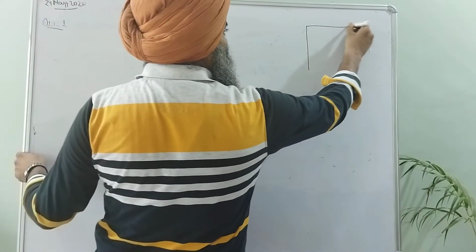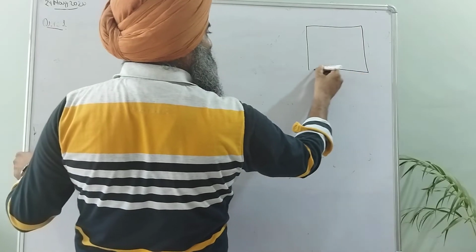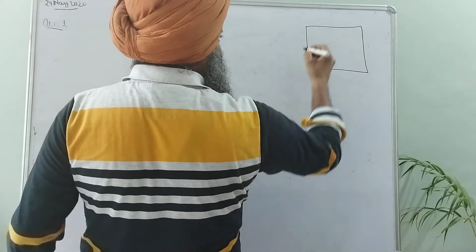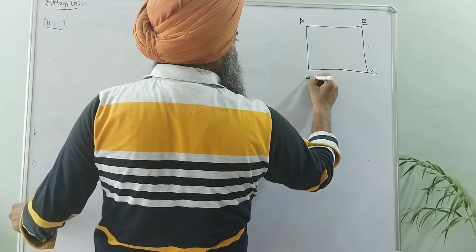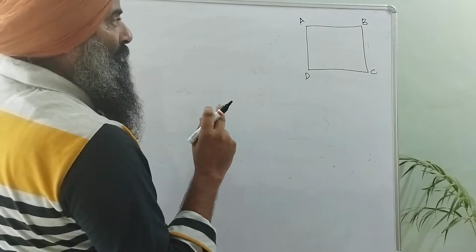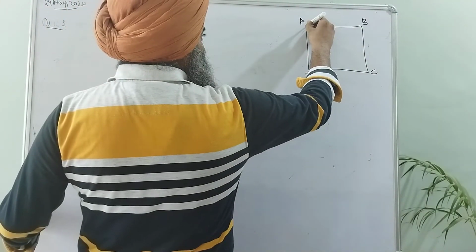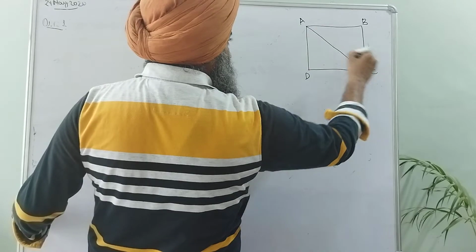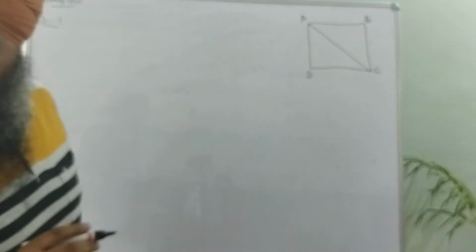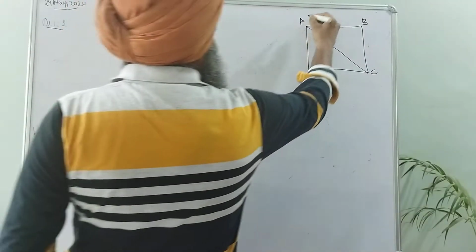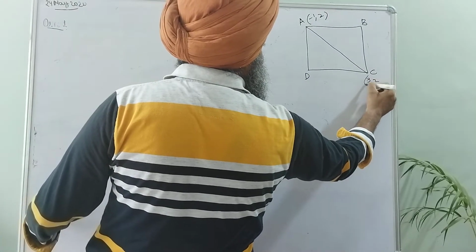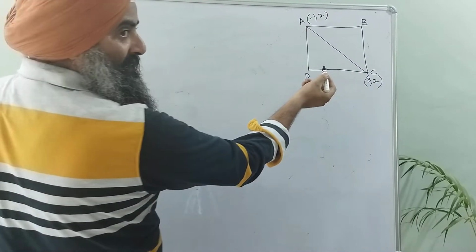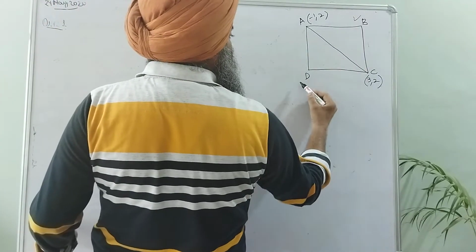This is a square. Okay, he says this is A, B, C, D are 4 vertices of the square. Right, students? Now he says two opposite vertices are given. What are these? Two opposite vertices are minus 1, 2, 3, 2. This is minus 1, 2 and this is 3, 2. Two opposite vertices are given. He says find out B, find out D.